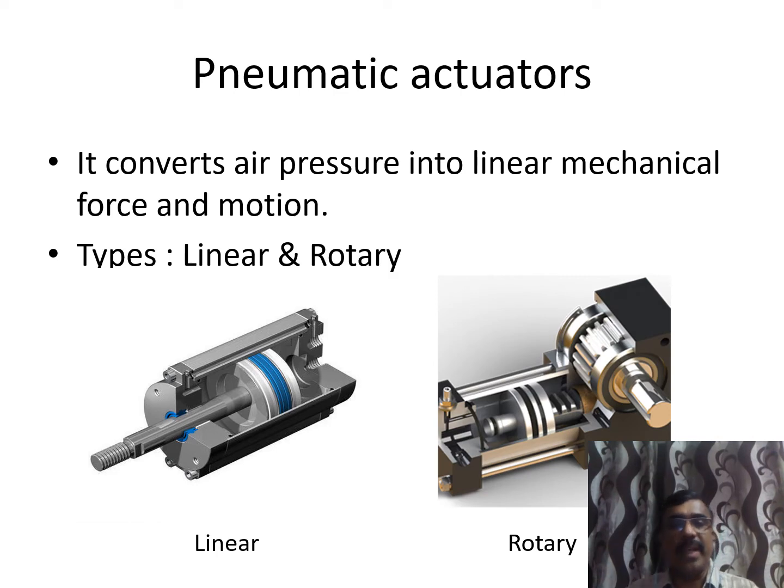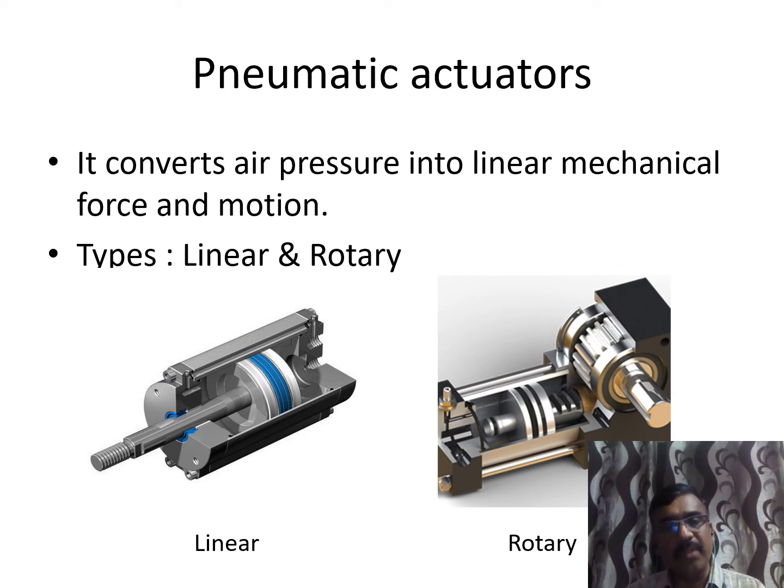The next is pneumatic actuators. Pneumatic actuators are nothing but your pneumatic cylinders, which convert the air pressure into linear mechanical force and motion. Here we are dividing them into two types, linear and rotary. This is the piston rod which will be extended to carry out the mechanical force and the motion. Whenever the pneumatic air acts in front of the piston, it will move the piston to the other side, thereby the rod will be moving.